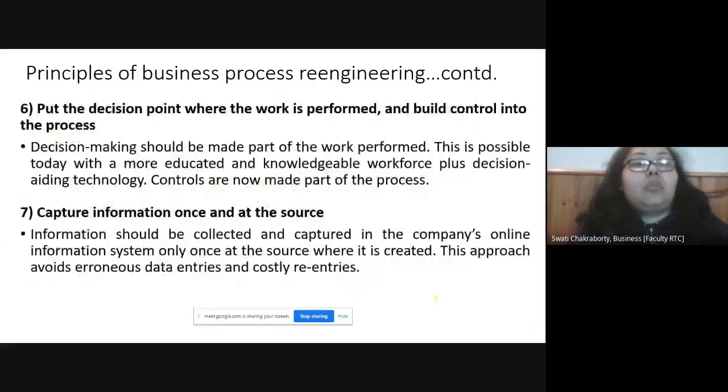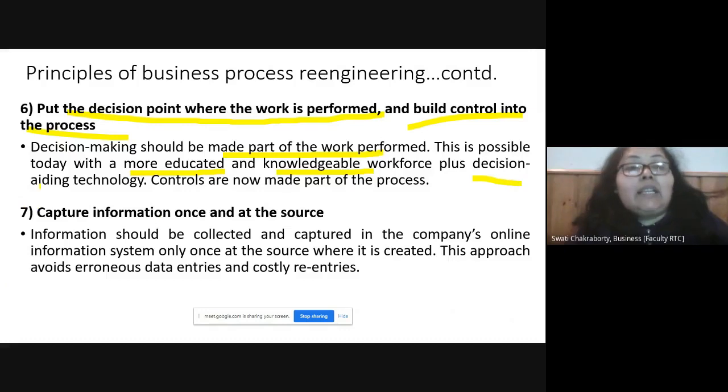Sixth, put the decision point where the work is performed and build control into the process. That is, decision making should be made part of the work performed. How is this possible? This is possible when your employees are educated, they are knowledgeable, plus there is decision aiding technology.